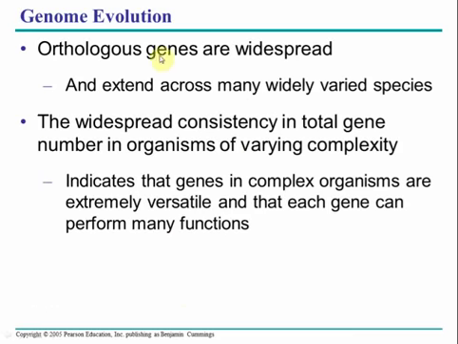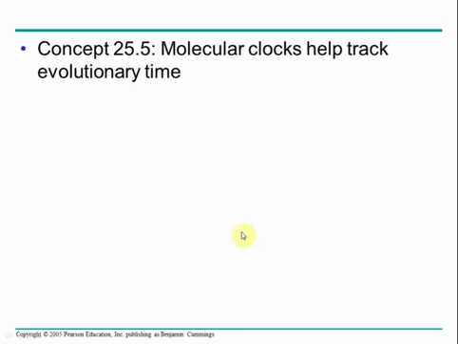So orthologous genes are really common across all different types of species, and these species can be varying in complexity. And all it basically says is that the genes in these complex organisms are very versatile, and that one gene can perform many functions. So looking at genome evolution.